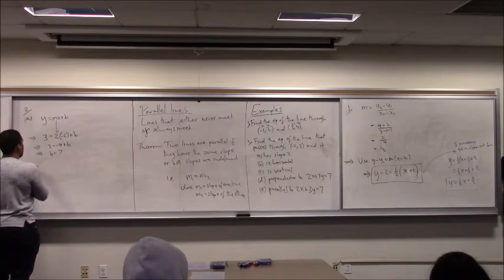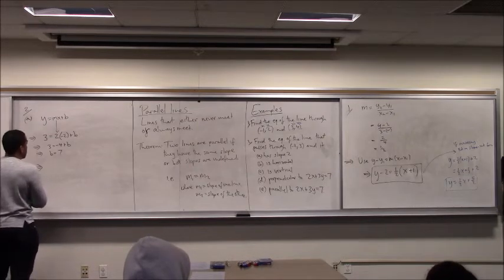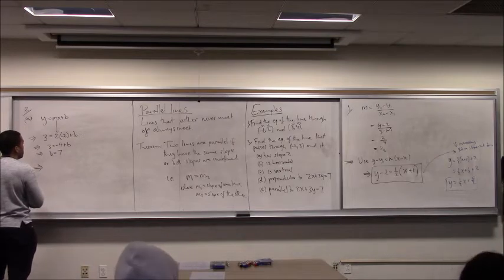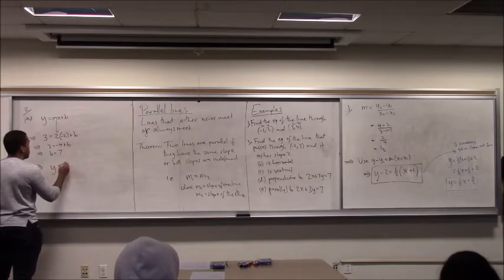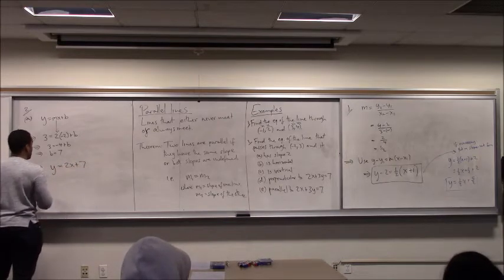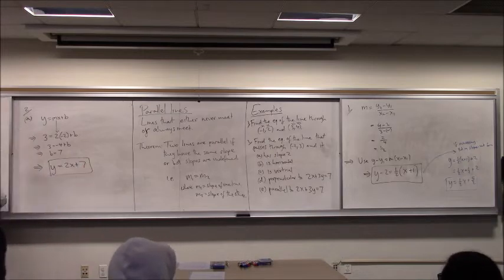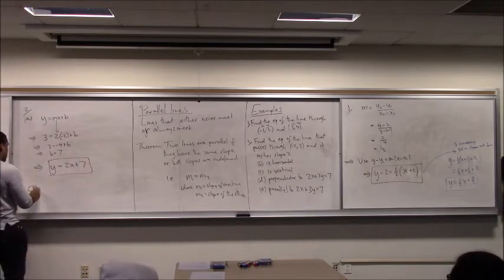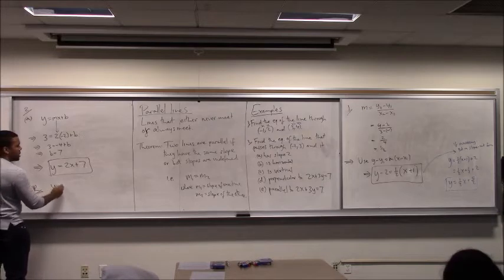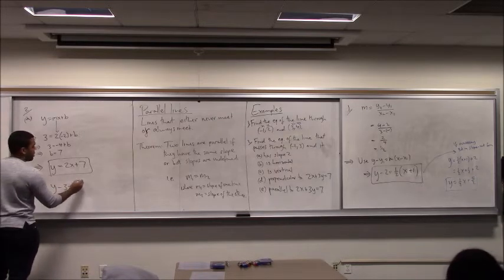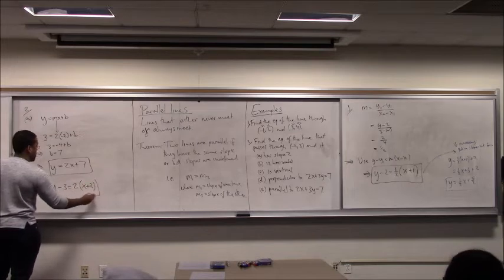So the equation would be 2x plus 7? That's not an equation. y equals 2x plus 7. The equation must have an equal sign. Or you can just do y minus y1 equals m times x minus x1. That would be the answer.